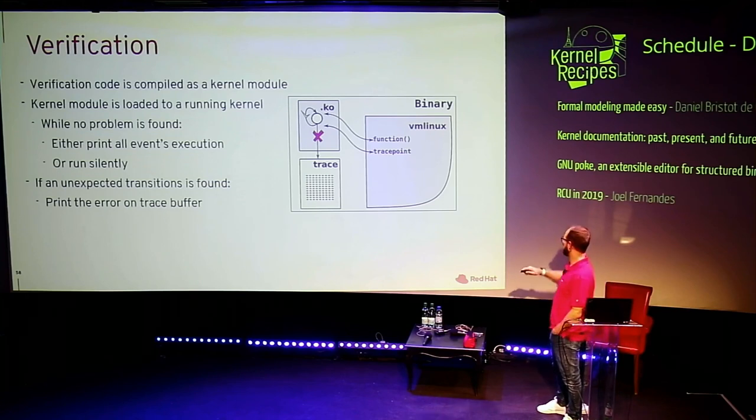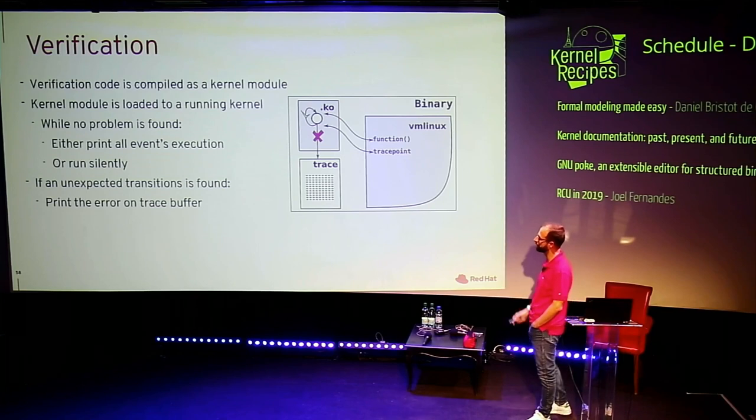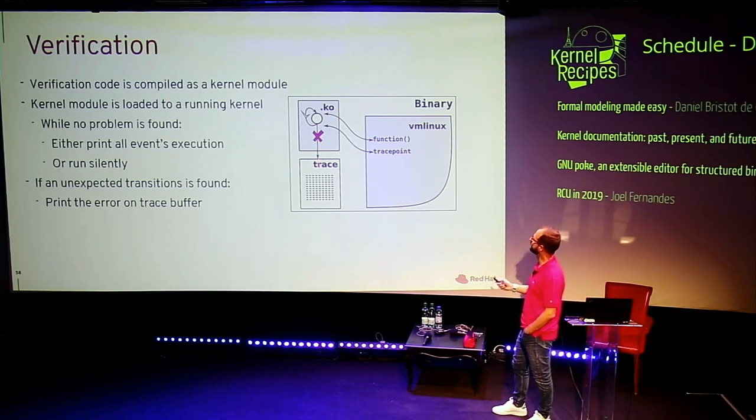So in the normal case, I run the system. I receive a function, and I try to run the model. If it's okay, I can run silently, or I can print some debug information. But if I find, during the execution, one event that was not expected, I print information to the trace.